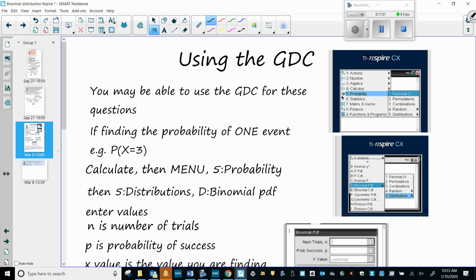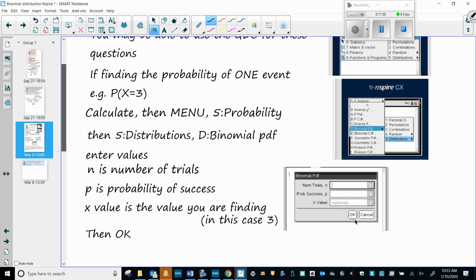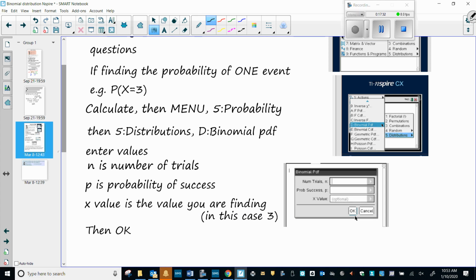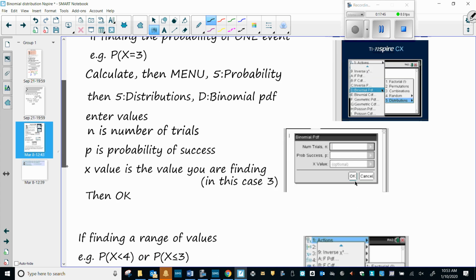Okay, binomial PDF. When you enter that, you're going to come up with this box here, and you literally enter the information as they've asked for it: the number of trials, the probability of success, and which value you're looking for. So this is when you're looking for just one value.